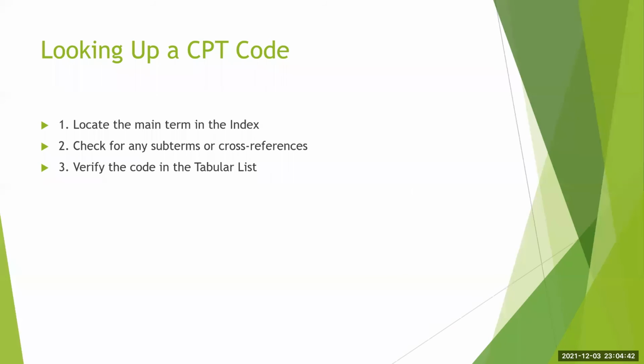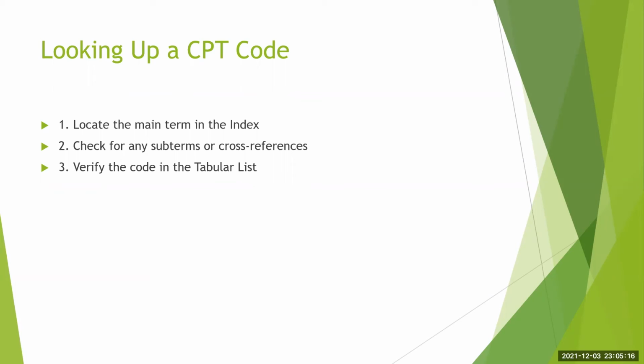Looking up a CPT code. So the first thing you will do is locate the main term in the index, followed by checking for subterms or cross-references, and then you will verify the code in the tabular list. There are 4 primary classes of main terms. There are procedures or services, organ or anatomic site, condition, and synonyms, eponyms, and abbreviations. So that's what you're going to be looking for in the main index.